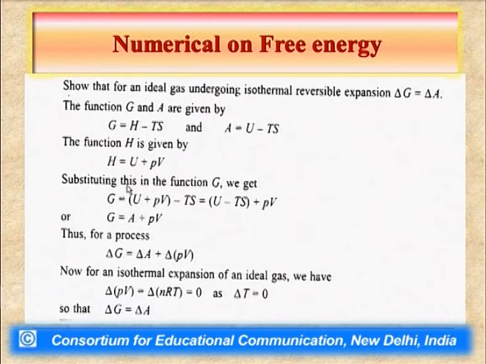The function H is given by H equal to U plus PV, which we can substitute in the equation for G equal to U plus PV minus TS, and now we can rearrange here: U minus TS plus PV. So, G equal to A plus PV. Now, we can write for a finite change that the change in Gibbs free energy is equal to the change in Helmholtz energy plus the change in pressure volume.